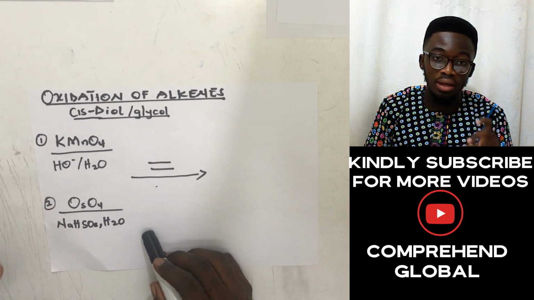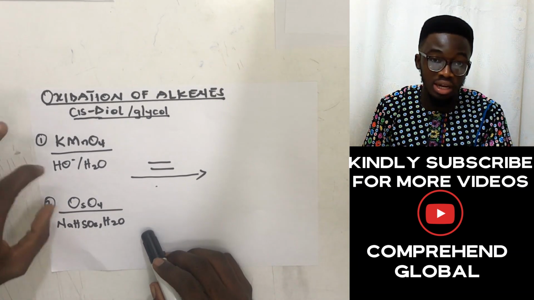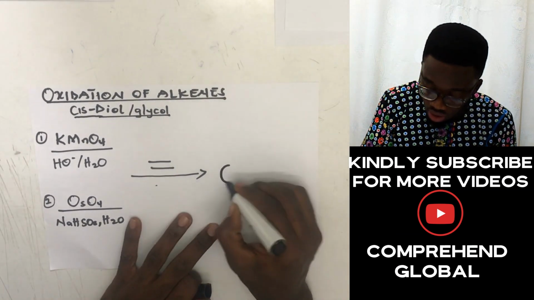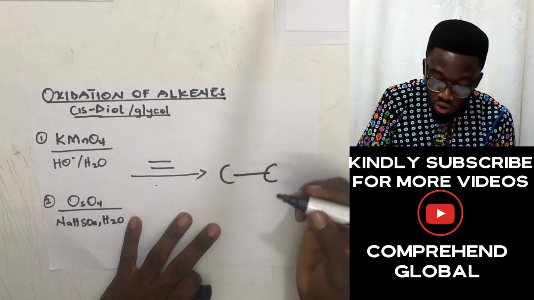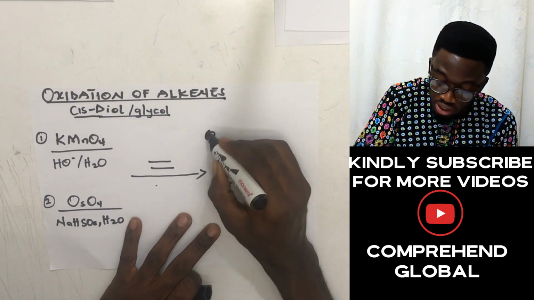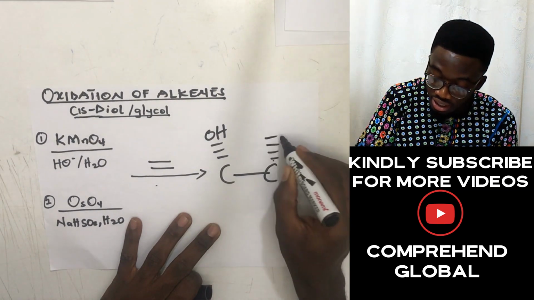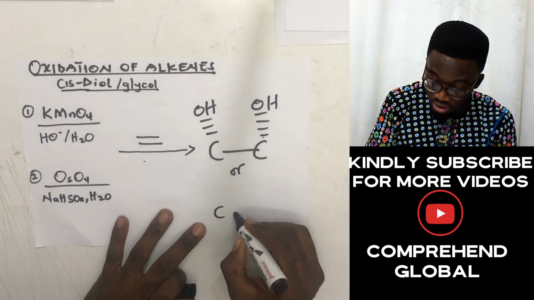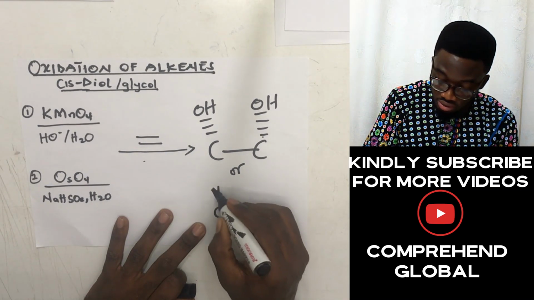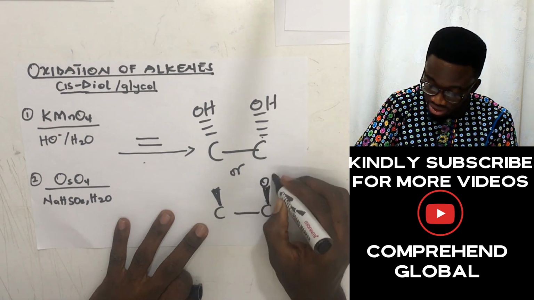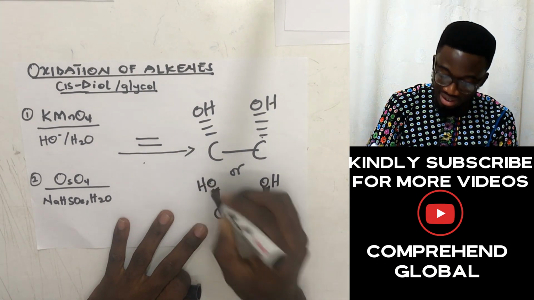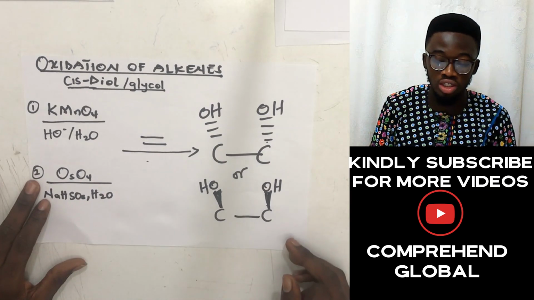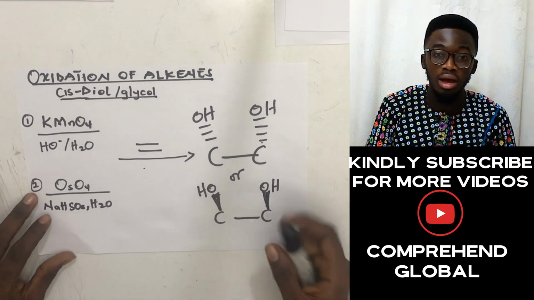KMnO4 in the presence of acid is something else, but when it's in the base, it reacts just as osmium will do. So it forms a diol, and the two OH groups are on the same side, so you can either represent it by a dash like this, or as a wedge here. So what we have to know is that it has two OH forming a diol or a glycol on the same side.